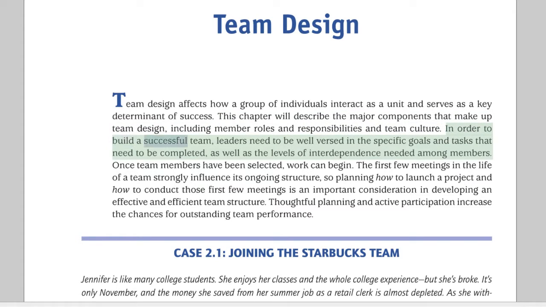In order to build a successful team, leaders need to be well versed in the specific goals and tasks that need to be completed, as well as the levels of interdependence needed among members. Once team members have been selected, work can begin. The first few meetings in the life of a team strongly influence its ongoing structure, so planning how to launch a project and how to conduct those first few meetings is an important consideration in developing an effective and efficient team structure. Thoughtful planning and active participation increase the chances for outstanding team performance.